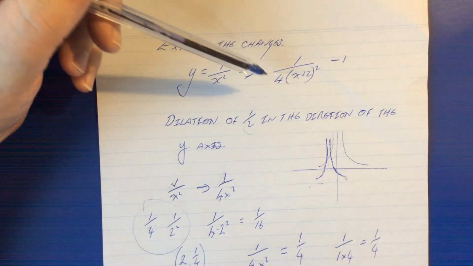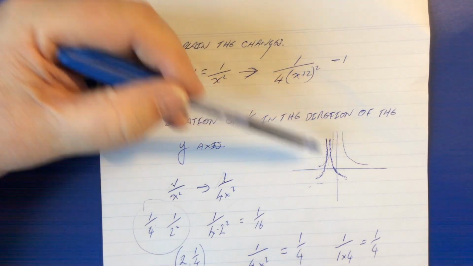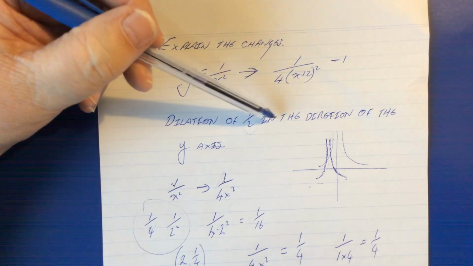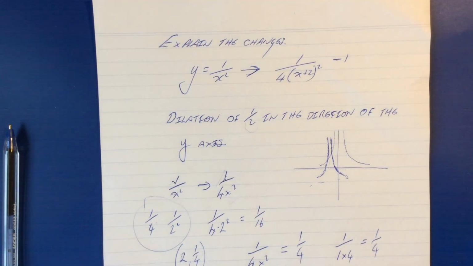So just to go over these again, this moves it down 1, this moves it 2 units to the left, and this is a dilation of 1/2 in the direction of the y-axis. I hope that this made some sense and allowed you to see how these things work. This is not, I stress, the only way in which this can be done. But I hope that my pupil found this an understandable way of getting her head around it.